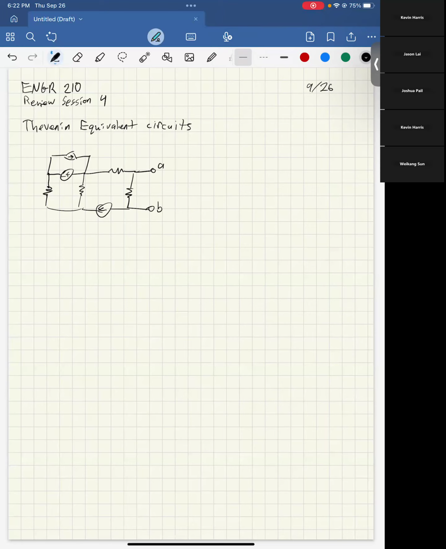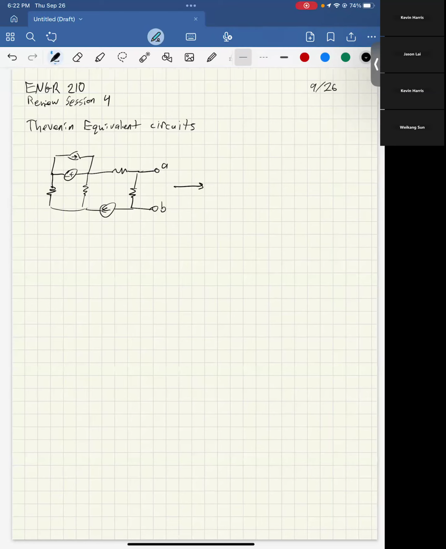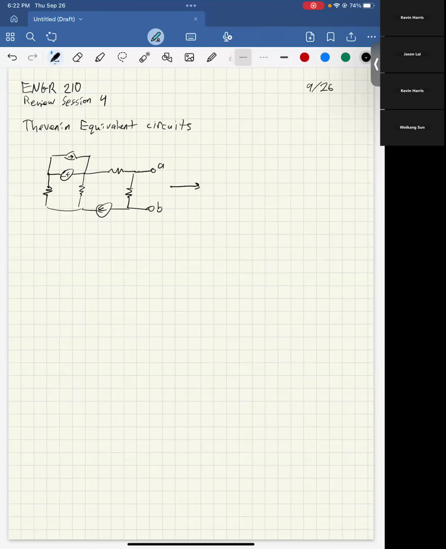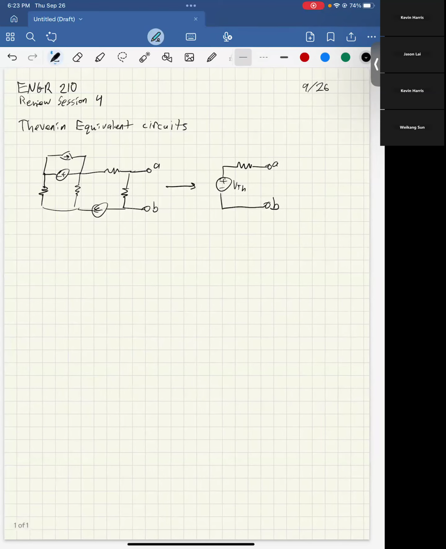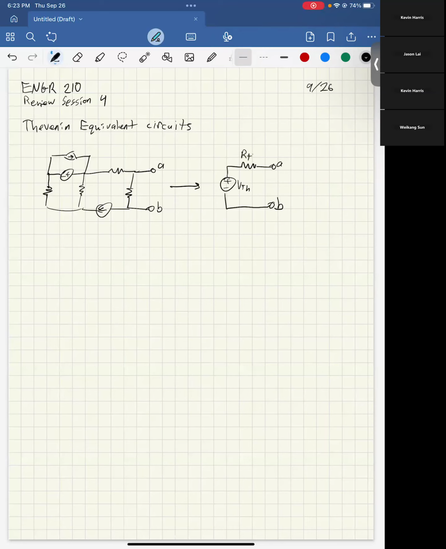don't actually care about the circuit, I just want to know how these terminals A and B would be affected. Then what we're going to do is, through a couple operations, simplify it to a circuit that looks like this. And this circuit will have exactly the same behavior as the circuit on the left, but it'll just be much simpler and much more straightforward.